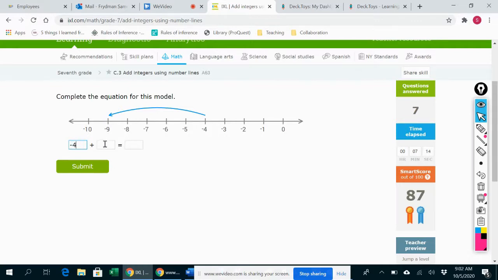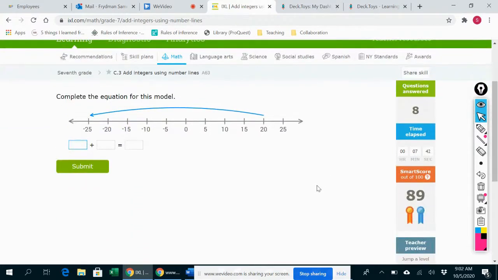I'm adding something. I must be adding a negative number to move to the left. So if I started at -4 and I ended up at -9, I must have gone down by 5, right? 1, 2, 3, 4, 5, and we're also counting by ones here. So I went down by 5, so I'll put a -5 in there, and that would be -9. -4 plus -5 is equal to -9.